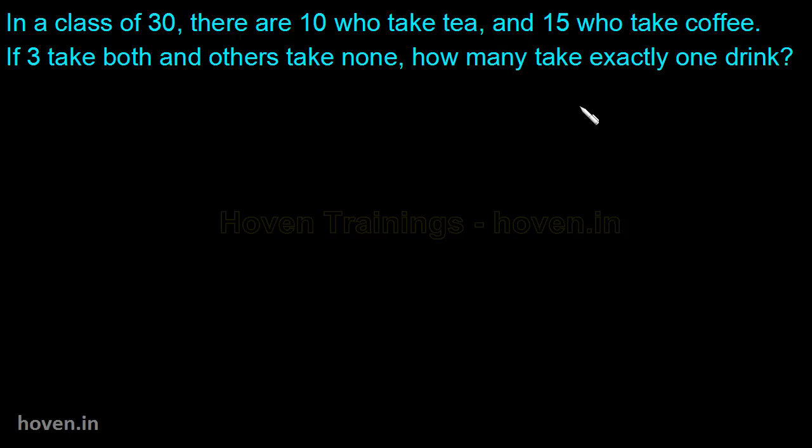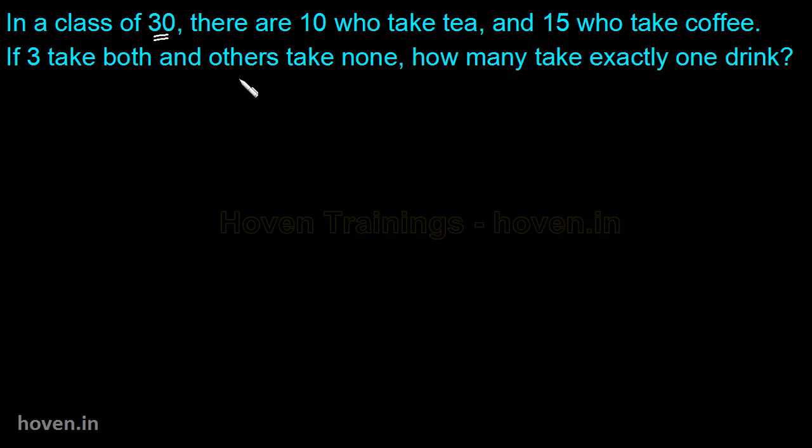One thing is written in one language, other is asked in another language. The question has to be from those things only. So let us see how this one is a typical Venn diagram question that can be easily done. In a class of 30, there are 10 who take tea, 15 take coffee, 3 take both and others take none. So it means this 30 includes those also that take none.